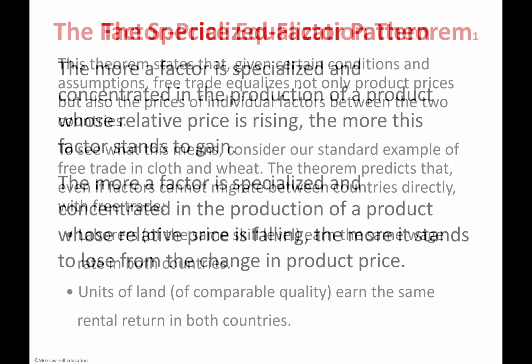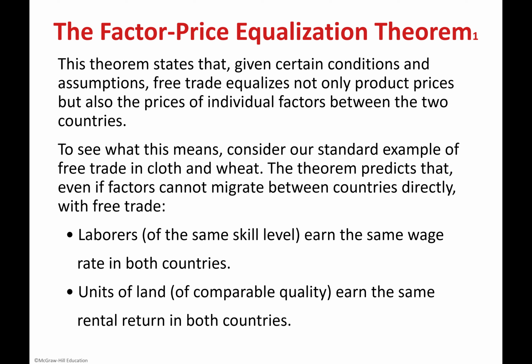Factor price equalization theorem. This theorem states that given certain conditions and assumptions, once again we're not going to go into a whole load of detail there, free trade equalizes not only product prices, but also the prices of individual factors between the two countries. In other words, wage rates should converge, and also rent should converge in the two countries. And that's even if the factors cannot migrate.